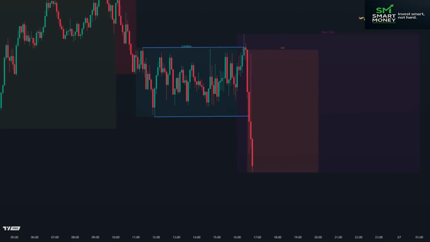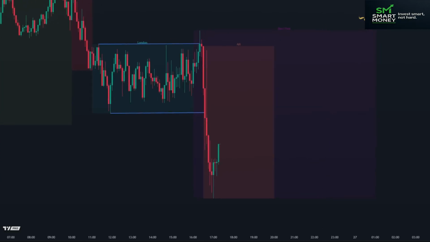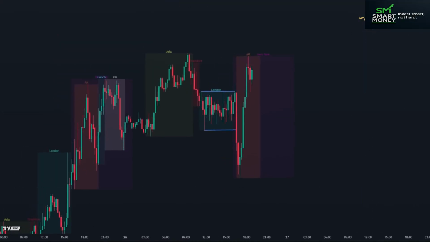Now, after price breaks below the London low, many traders think, okay, this is the real direction. The short is confirmed. But once again, the market reverses hard in the opposite direction, collects liquidity, and finally delivers the true move that smart money planned from the beginning. This entire sequence is what we call time-based inducement.